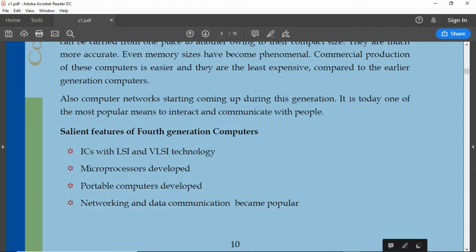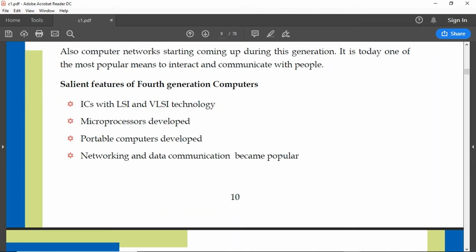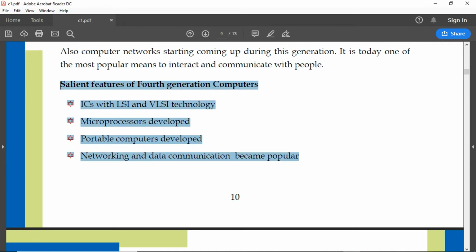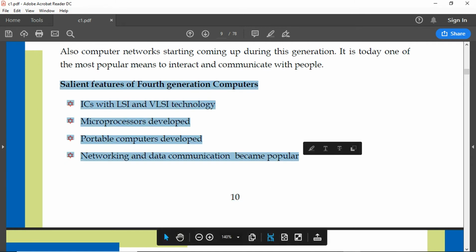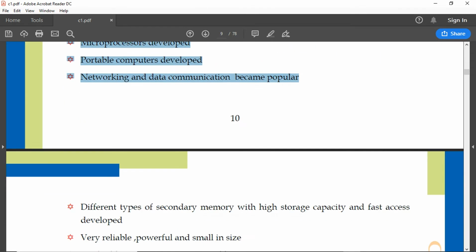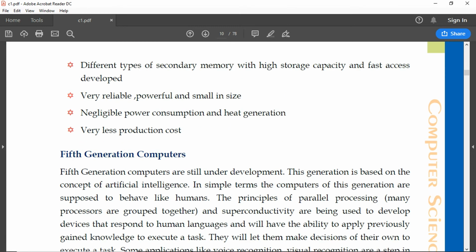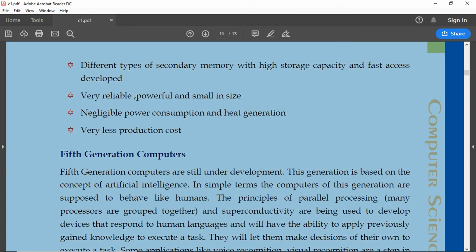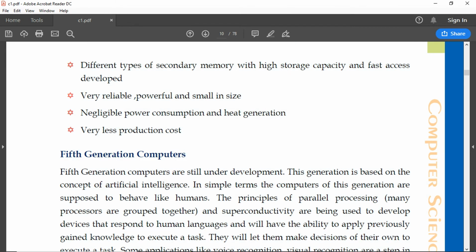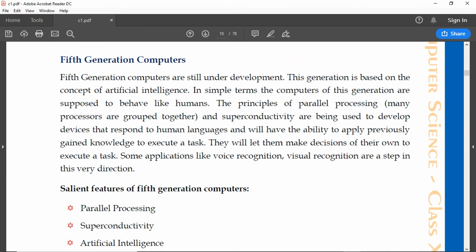Salient features of fourth generation computers. ICs with LSI and VLSI technology. Microprocessors developed. Portable computers developed. Networking and data communication became popular. Different types of secondary memory with high storage capacity and fast access developed. Very reliable, powerful, and small in size. Negligible power consumption and heat generation. Very less production cost.